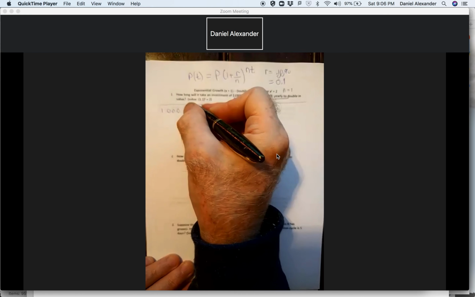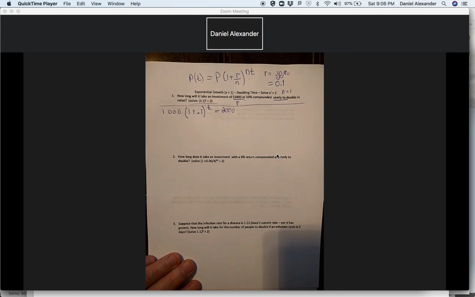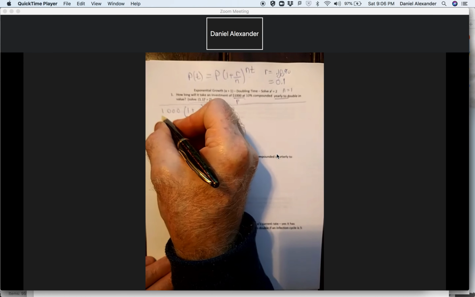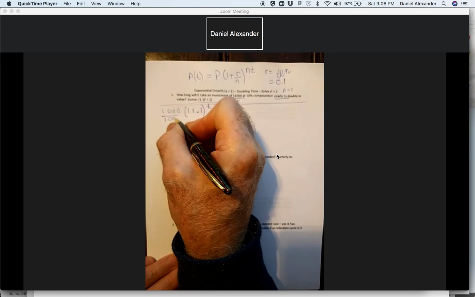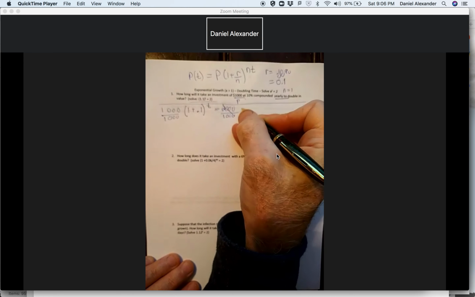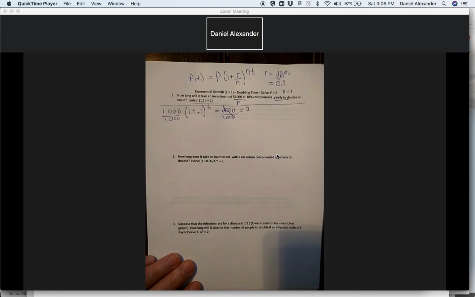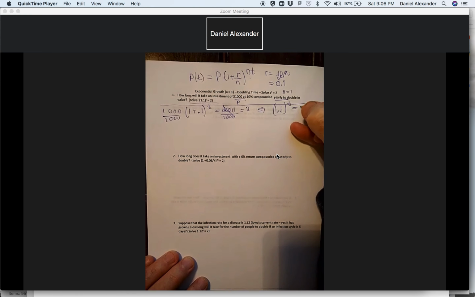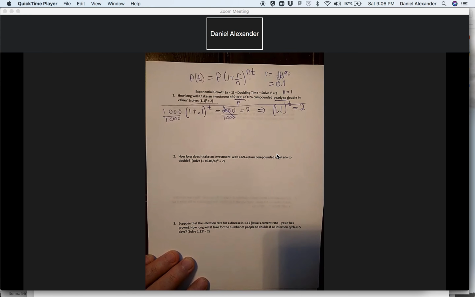Now, I'm going to end up with that equation, of course, but I just wanted to go through this one more time. So you always divide both sides by what you start with. This is, in essence, twice what you start with, so that's always going to end up being a 2. So the equation I have is going to be 1.1 to the t equals 2. So I want to solve this.